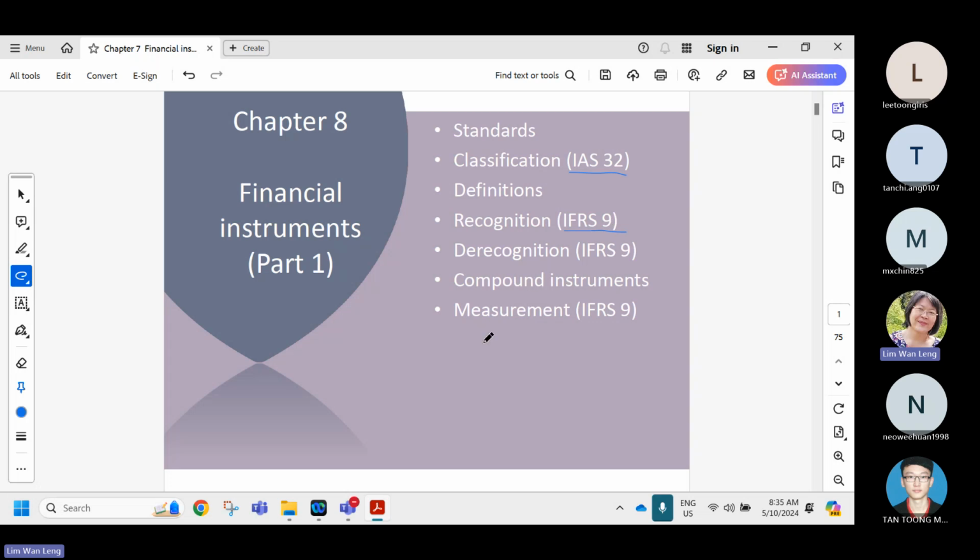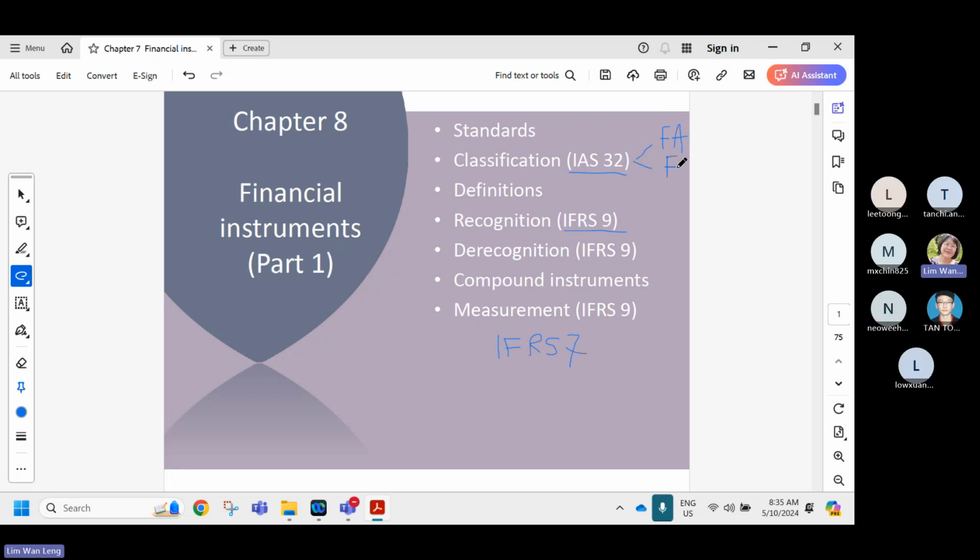Another standard with respect to financial instruments is IFRS 7. IFRS 7 is with respect to disclosure requirements. So basically IAS 32, IFRS 9, IFRS 7 are the three standards with respect to financial instruments. Of course, on IAS 32, you will be looking at classification. So in terms of financial instruments, you will have financial asset, FA, then you have financial liability, and then the next one, you have equity instrument.